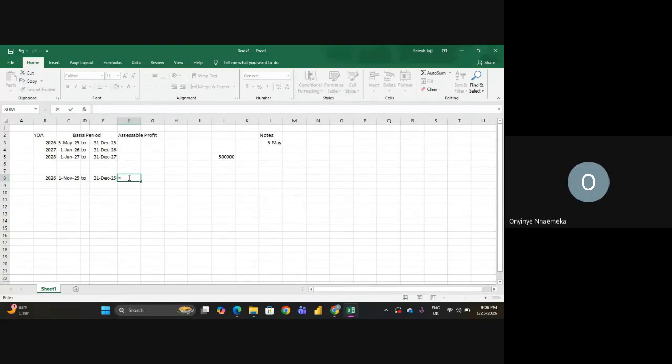Okay, so I was talking about proration. This is 2 months, but 500,000 is profit for 14 months. What do you do? You open your bracket, 2 divided by 14, multiply by this 500,000, enter. So this is the profit that they are going to charge 30% tax.